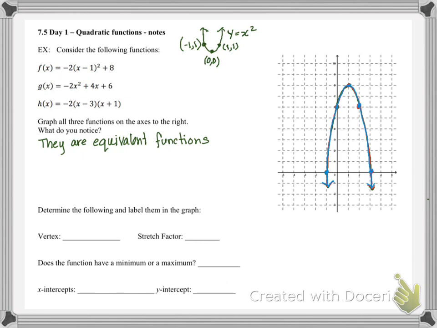When we transform the graph of x squared, the vertex always transforms to the vertex. So 0,0 transforms to whatever the vertex of this parabola is. So what's the vertex of our parabola here?